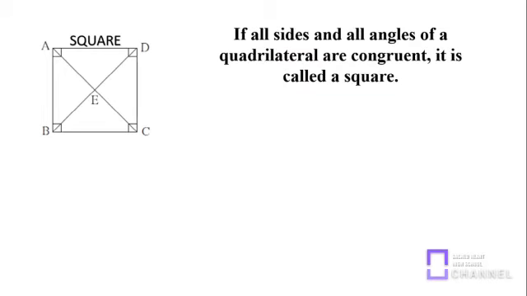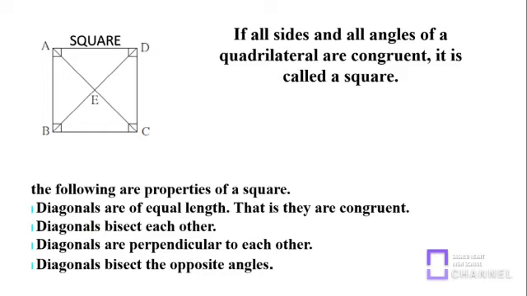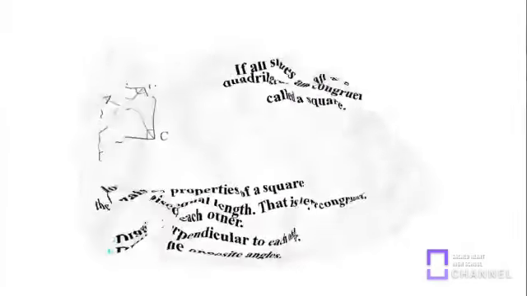Square. If all sides and all angles of a quadrilateral are congruent, it is called a square. Properties: diagonals are of equal length, that is, they are congruent. Diagonals bisect each other, diagonals are perpendicular to each other, diagonals bisect the opposite angles.